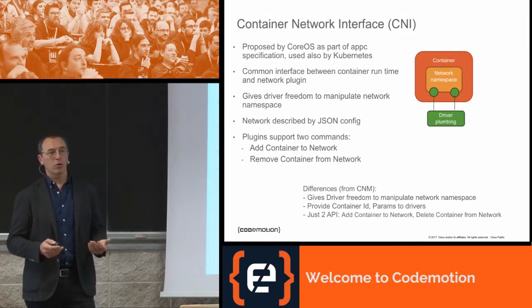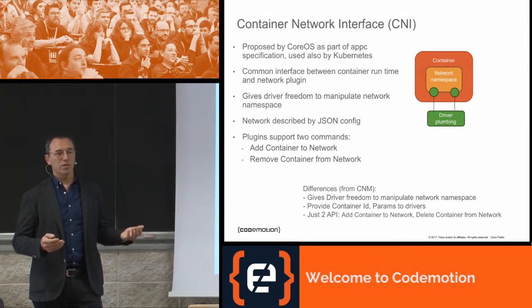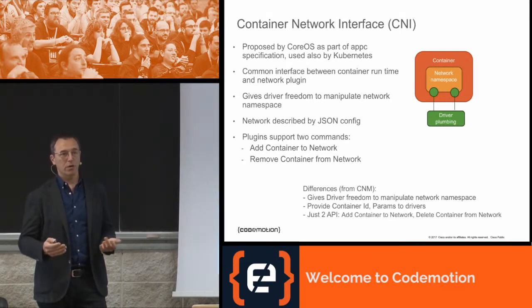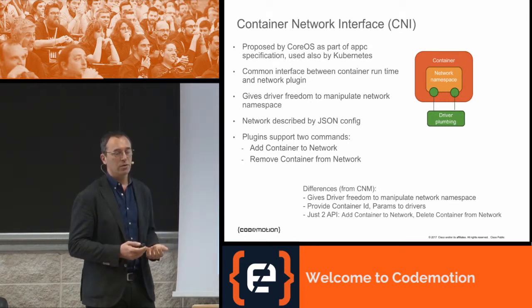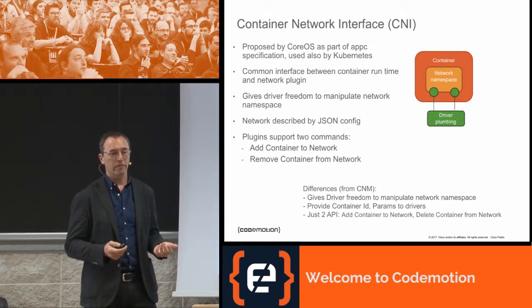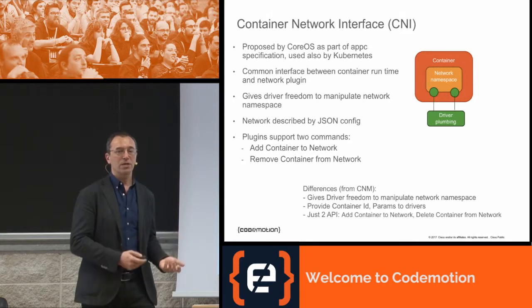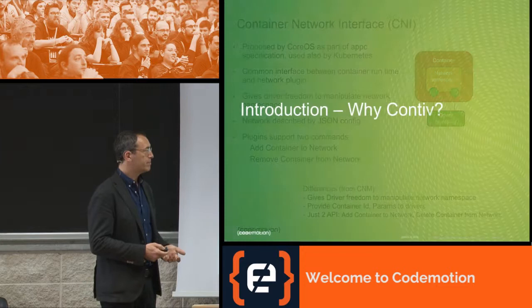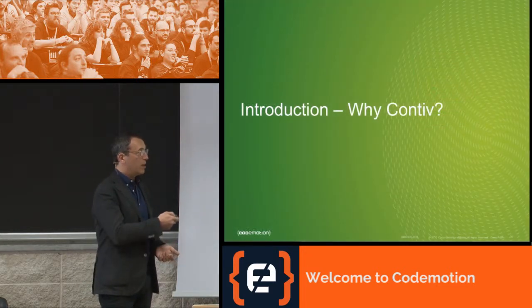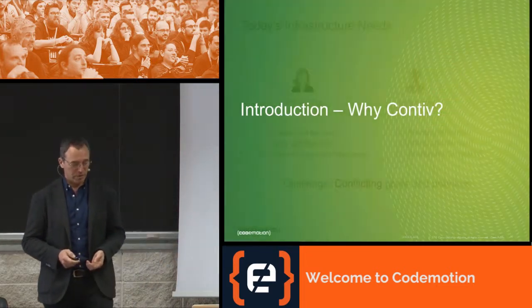So Project Contiv embodies both the interfaces. It can work in all the container platforms in the market, and it is a kind of universal solution for bringing the enterprise-grade qualities of the network into the container world. So why did Cisco start this project?